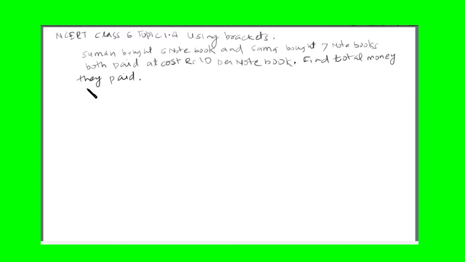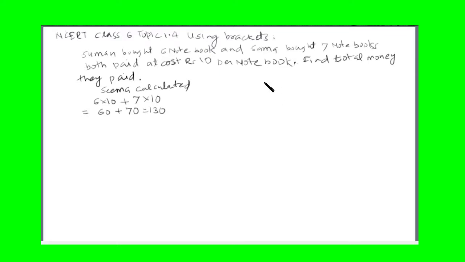Now, this question was solved by two people. Seema calculated 6 multiplied by 10 plus 7 multiplied by 10, which gives 60 plus 70, equal to 130.